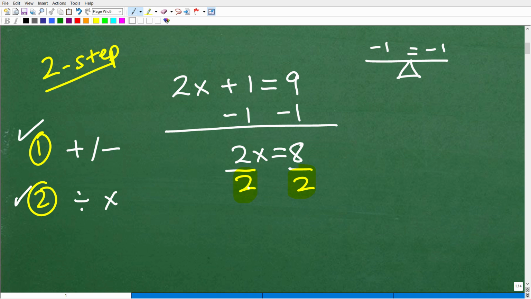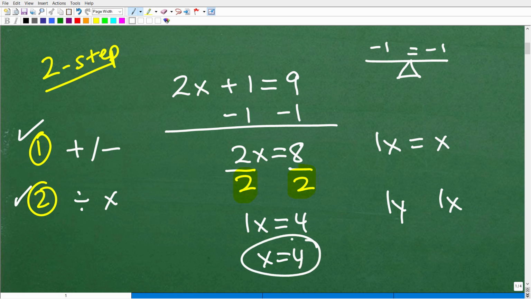2 divided by 2 is 1. Okay, so that would be 1x. 8 divided by 2 is 4. So 1x is equal to 4, but we never really write like 1x. Okay, that's the same thing as just x. When you have like y, there's a 1y there. If you have x, there's a 1 there. No need to write that 1. So really we're just left with x is equal to 4, and that is the solution to this equation.